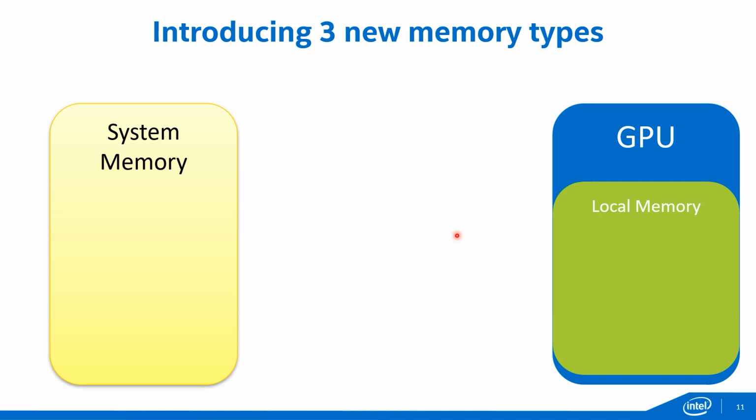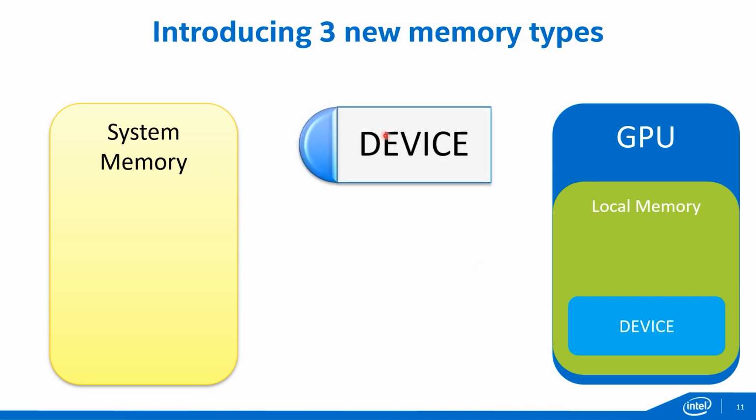Okay, so we introduced 3 new memory types to give the user an opportunity to express what he really wants out of the driver and out of allocations. We have system memory and GPUs with local memory. So the first allocation type that we introduce is device allocation. Device allocations are placed in the GPU's local memory, and the expectation is, I want this allocation to be in device memory, nowhere else.